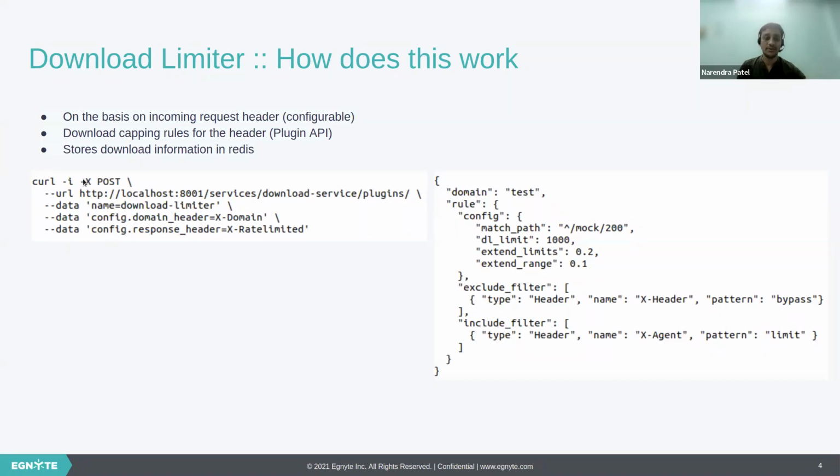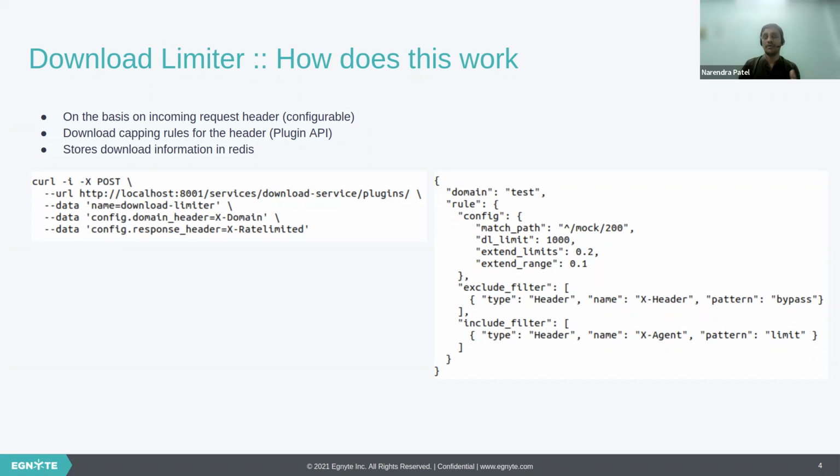So if you can see here, while enabling the plugin, we specify the header which would identify our entity or customer. Like X-Domain is the header which will identify the entity we want to rate limit, and in the response we'll provide them an X-Rate-Limited header, so that they can know that they're getting rate limited. We'll get a 429 status code indicating you are rate limited, along with a header of X-Rate-Limited, so they know they are getting rate limited.